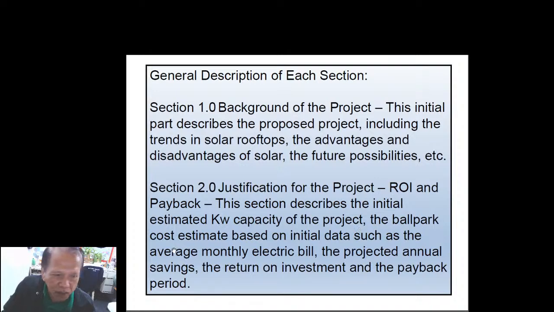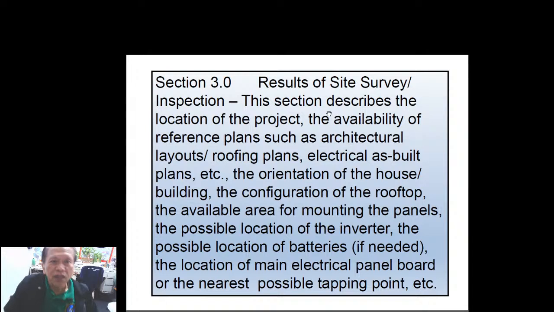The ballpark cost estimate based on the initial data such as the average monthly electric bill, the projected annual savings, the return on investment or ROI, and the payback period. Yan. So, dine-describe yun, nakasulat. Okay. Section 2. Section 3, results of site survey inspection.